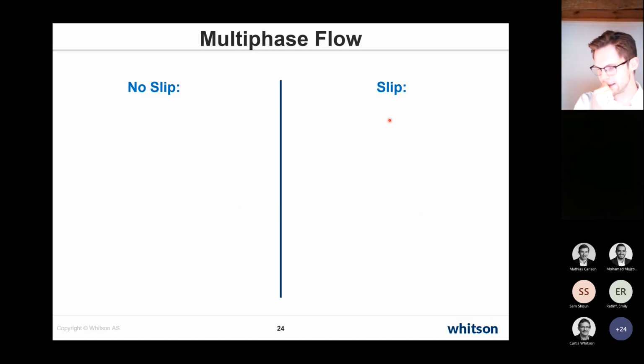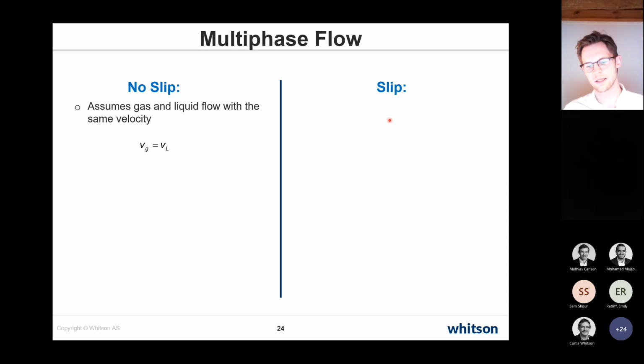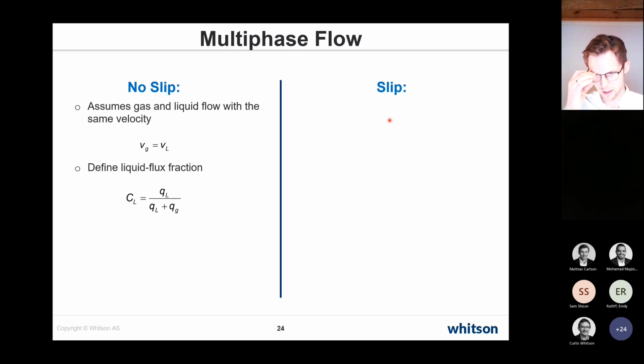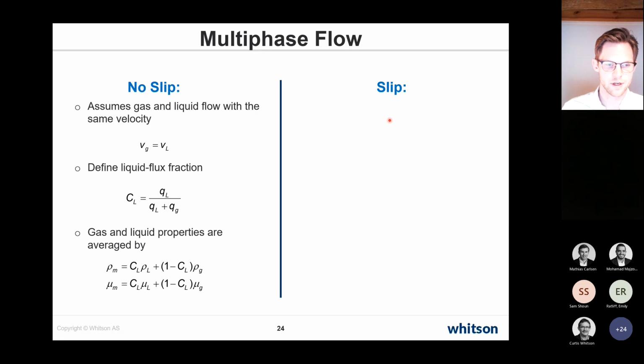So multi-phase flow, in terms of the bottom pressure calculations, what we're doing here boils down to whether we account for slip or we don't account for slip. Let's start with no slip first. No slip assumes that gas and liquid flow with the same velocity. If that is true, we can define what is called a liquid flux fraction, sometimes a no slip holdup, and we can average the liquid density and liquid viscosity, and gas viscosity and gas density by just that liquid flux fraction. And this is a number always between 0 and 1.